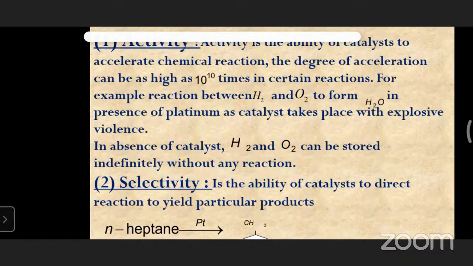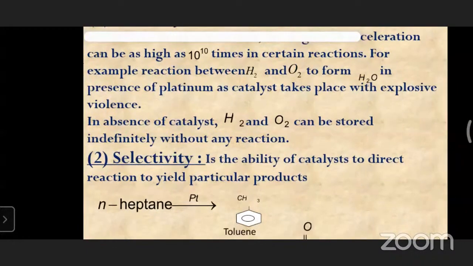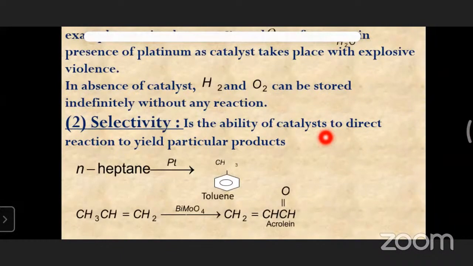What is meant by selectivity? These are the two important questions for the IPE programme, children. The other question is: what is selectivity? It is the ability of a catalyst to direct a reaction to yield a particular product. Which catalyst do we need to choose? It is the ability of the catalyst to direct the reaction to yield particular products. To get a particular product, a particular catalyst should be chosen.